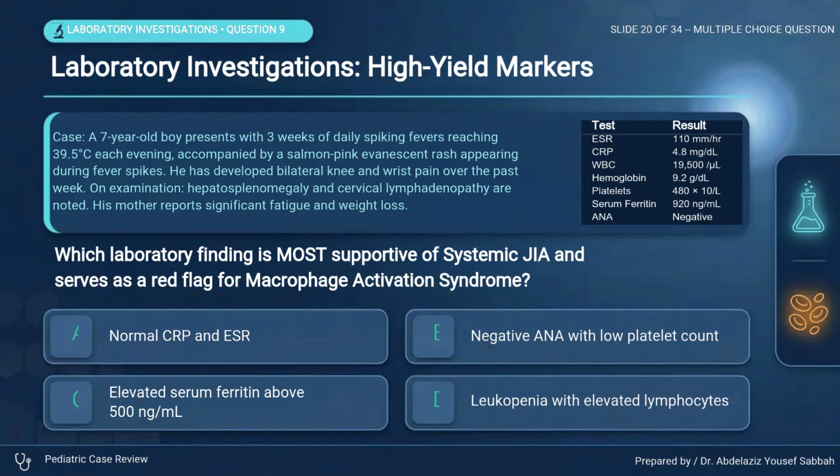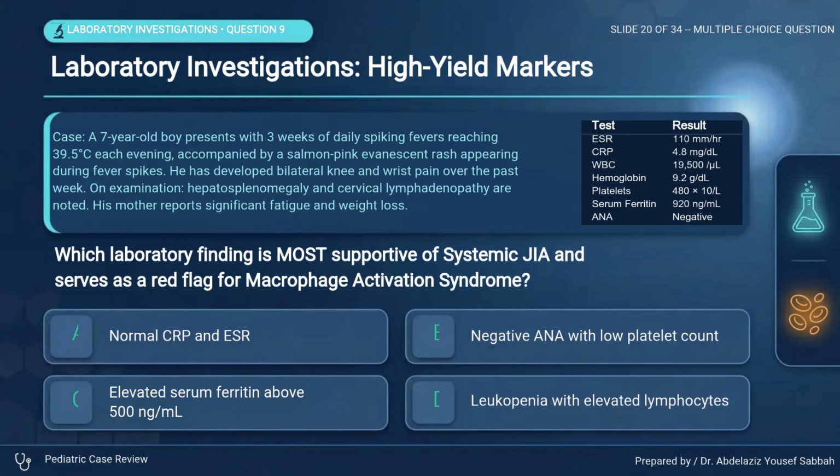Laboratory results include erythrocyte sedimentation rate 110 mm per hour, C-reactive protein 4.8 mg per deciliter, white blood cell count 19,500 per microliter, hemoglobin 9.2 grams per deciliter, platelets 480 times 10 to the 9th per liter, serum ferritin 920 nanograms per milliliter, and anti-nuclear antibody negative. Which laboratory finding is most supportive of systemic juvenile idiopathic arthritis and serves as a red flag for macrophage activation syndrome? Option A. Normal C-reactive protein and erythrocyte sedimentation rate.